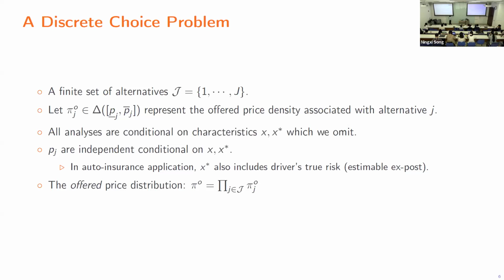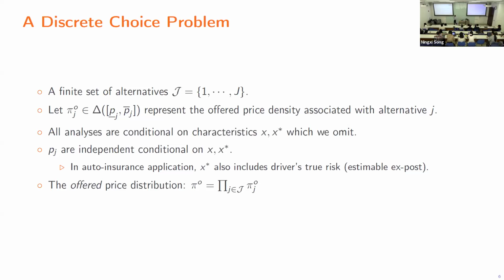And we shall condition on enough observable characteristics and unobservable characteristics x star such that the offer prices are independent. This is almost without loss because we can always condition on enough covariates to make them independent. And in our application, this x star also includes the driver's true risk. Although in the data we do not observe the driver's true risk, as econometricians we have the wisdom of hindsight. We can observe the driver's driving history, all their claim vectors. So the driver's true risk is estimable.